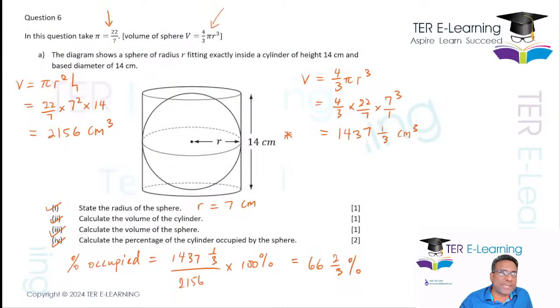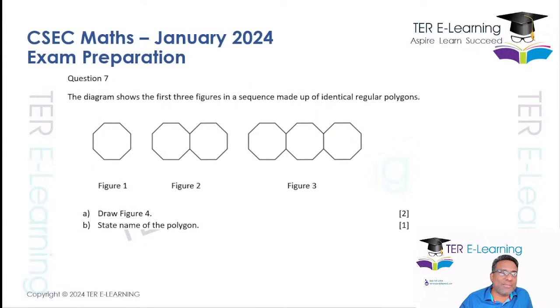Right, so that takes care of question 6. So question 7 in your exam, guys, is going to be based on what we call an investigation type question. So we have a pattern here. The diagram shows the first 3 figures in a sequence made up of identical regular polygons. We want to draw figure 4 for 2 marks.